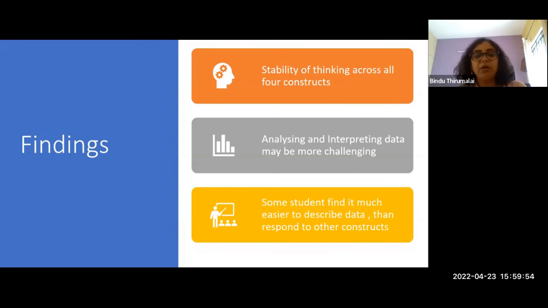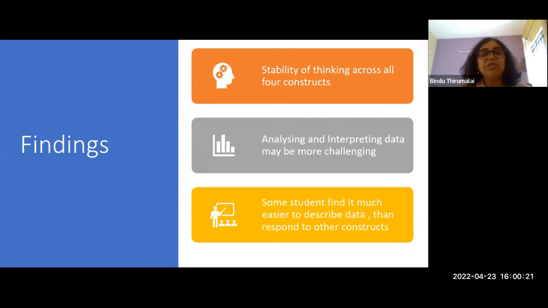Maybe in about 10 to 20%, there was a difference. Otherwise, it was stable. All 4 constructs, that is describing, organizing, representing, and analysis, it was stable. They were all either at level 1, level 2, level 3, or level 4. Rarely was there a difference in the levels per student.